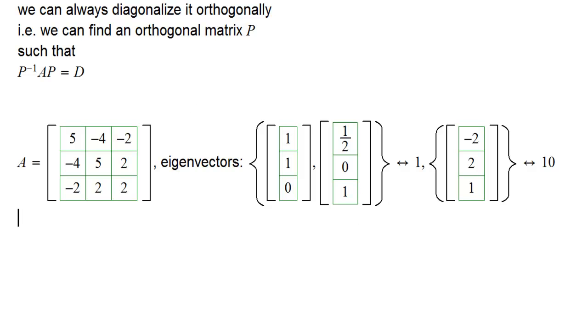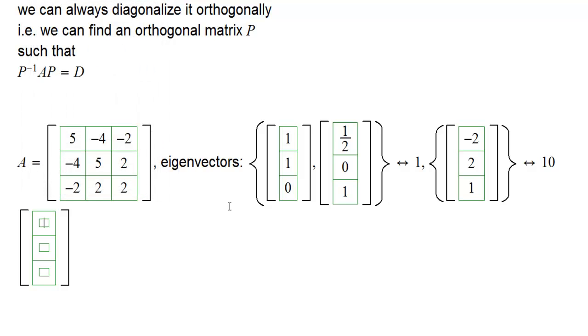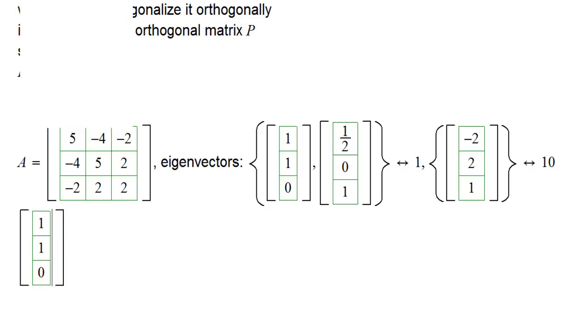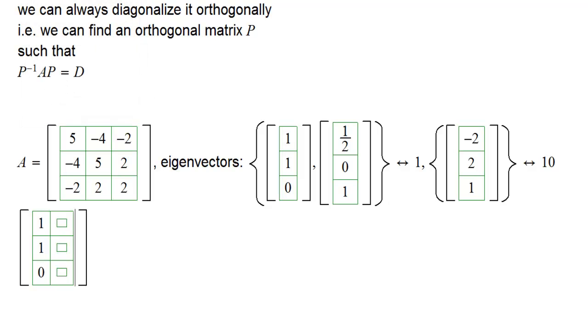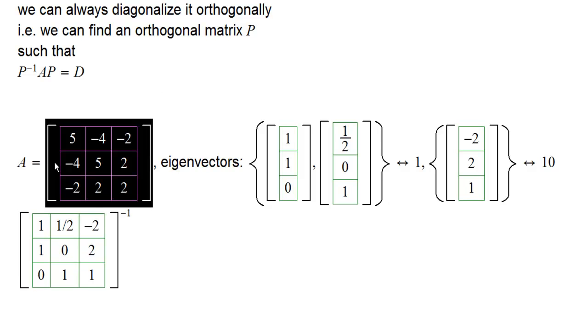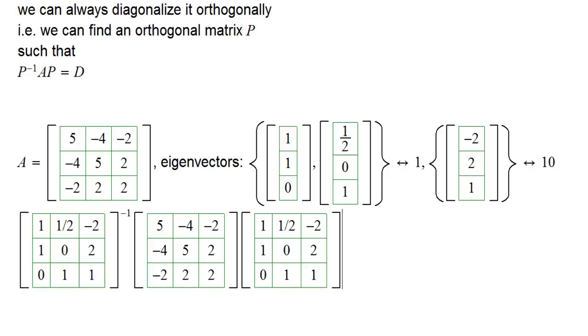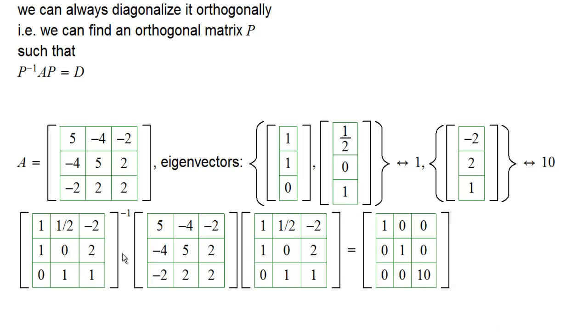Now of course you know this, that if we would like, we can do this. We got 1, 1, 0, and then let's write the other values. We got 1/2, 0 and 1, and then -2, 2 and 1. And if we take the inverse and multiply this by the original matrix, and then take it here, you have 1, 1, 10. So this is similar to a diagonal matrix.